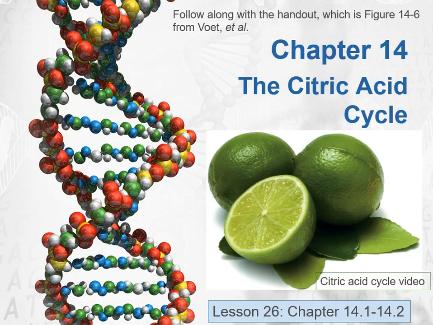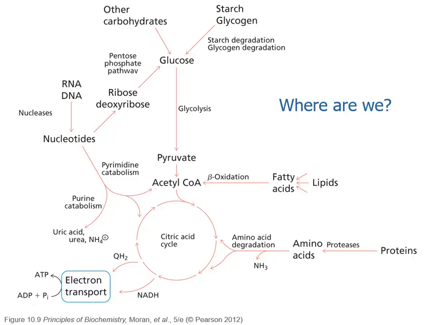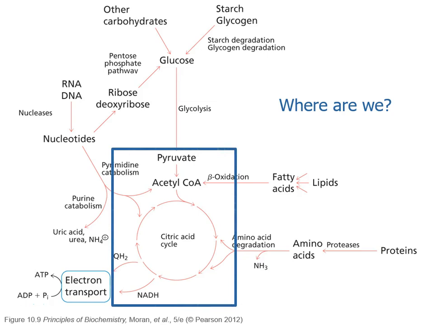cycle. So if you'd like to follow along, one of the slides has a figure from Voet and Pratt, Fundamentals of Biochemistry, figure 14.6, and that has the entire citric acid cycle on it. So if you'd like to print that out and follow along, that would be a good study aid. So here we are in my outline of catabolic pathways.